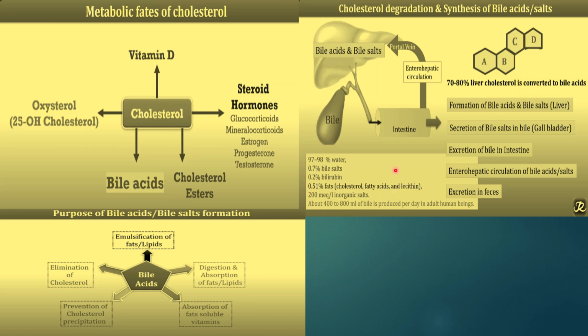The composition of bile is 97 to 98% water, 0.7% bile salts, 0.2% bilirubin, 0.51% fats, cholesterol, fatty acids, lecithin, etc. Then 200 milliequivalents of inorganic salts are there. About 400 to 800 ml of bile is produced per day in adult human beings.